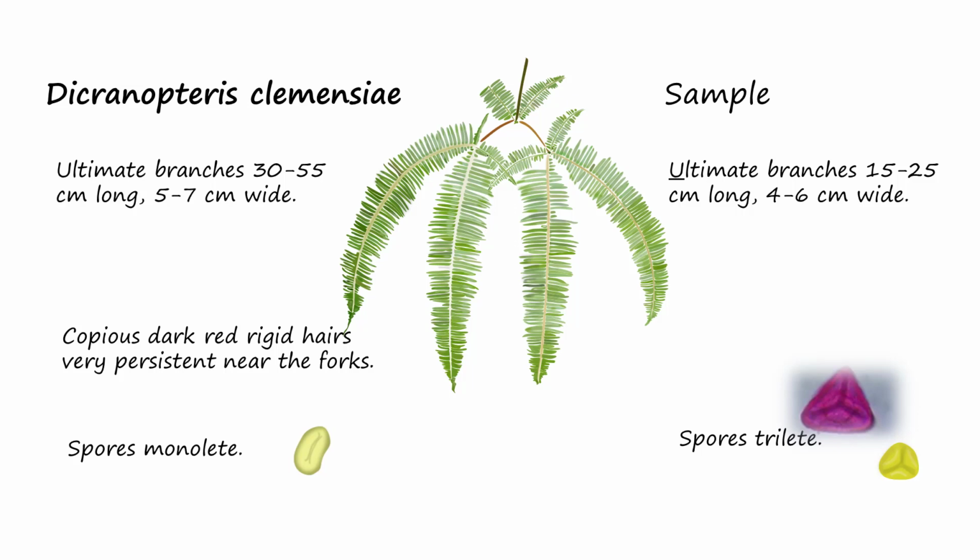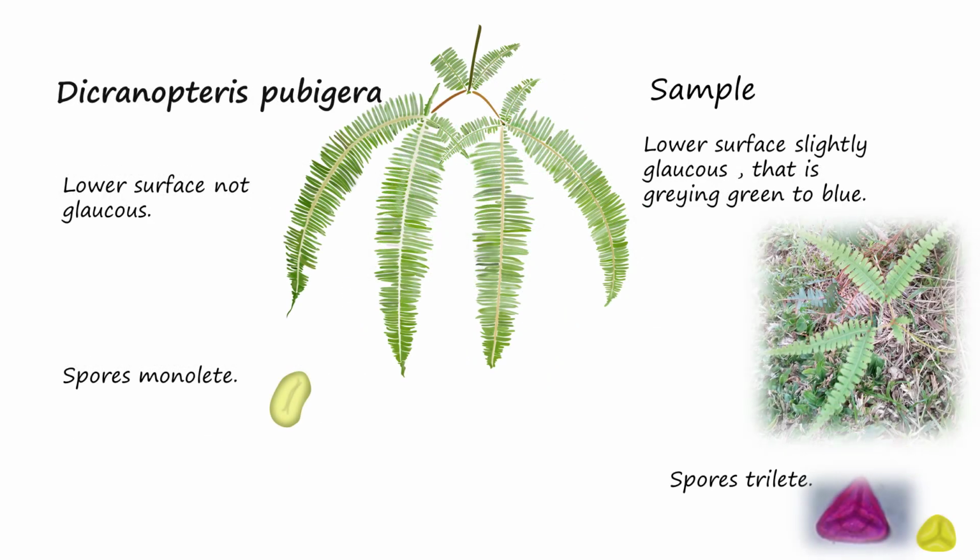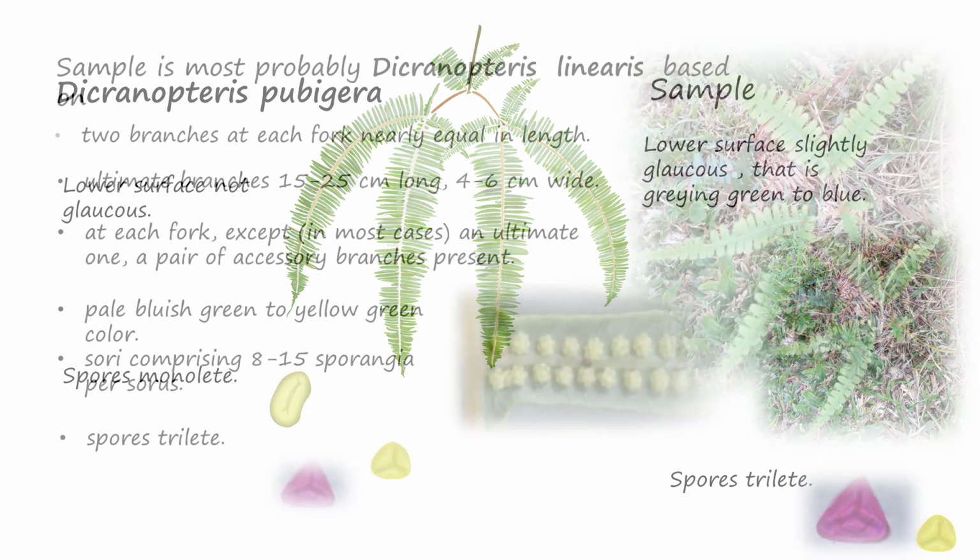Other characteristics that eliminated Gleicheniopteris clemensiae are the monolete spores and copious dark red rigid hairs persistent near the forks, reported in Gleicheniopteris clemensiae but not seen in the sample. Gleicheniopteris pubigera did not have the grayish-green to blue color on the lower surface of the pinnae and had trilete spores, so was determined not to be the identity of the sample.